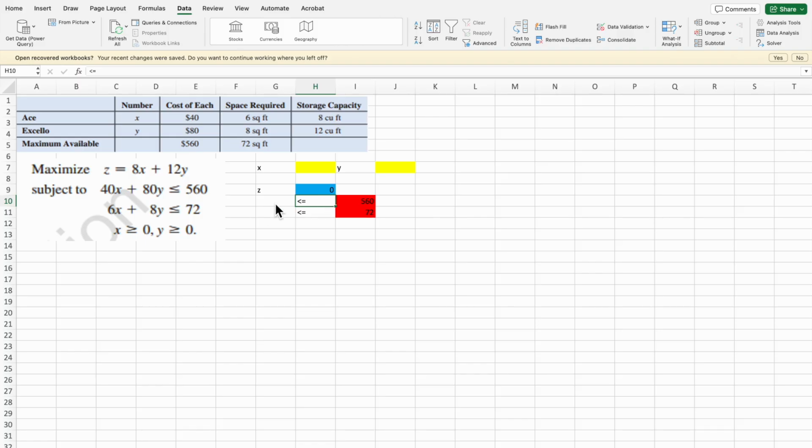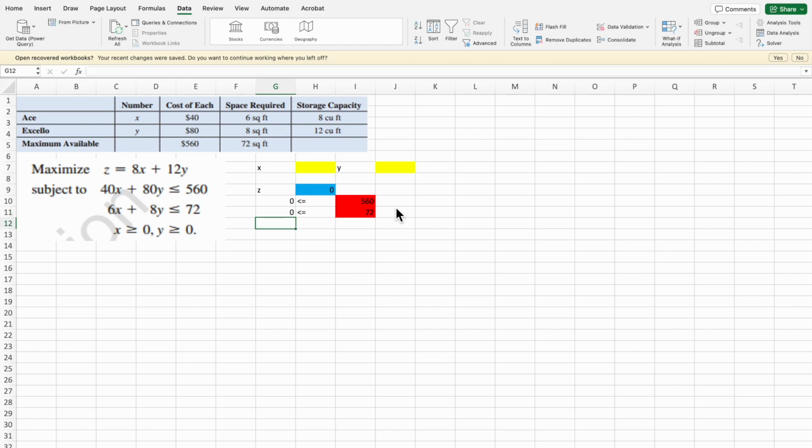constraints. The first constraint is 40x plus 80y smaller than 56. So we input 56 in this block. And then what we have is 40 times the value of x plus 80 times the value of y. And for the second constraint, it should be the same, 6 times the value of x plus 8 times the value of y.